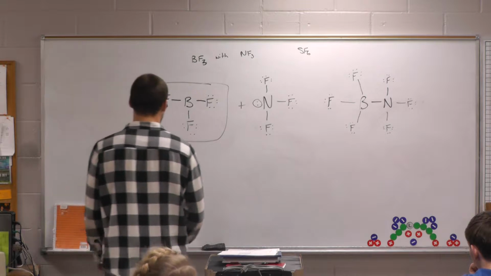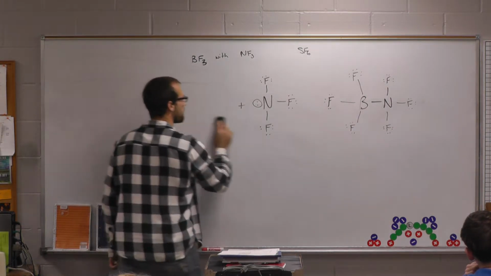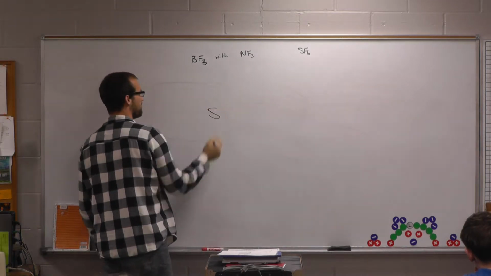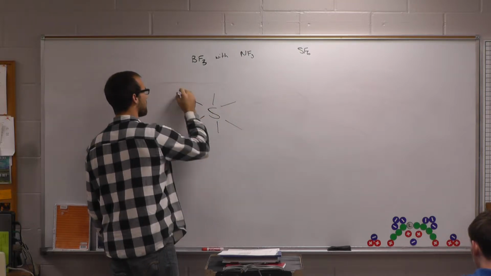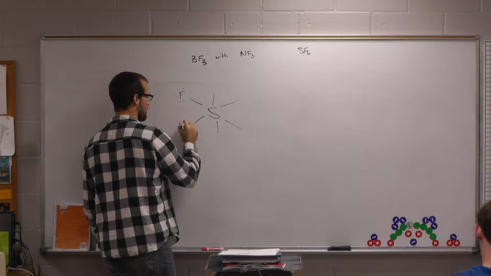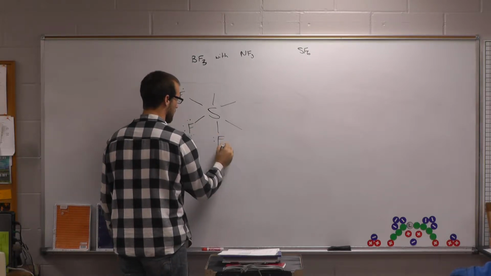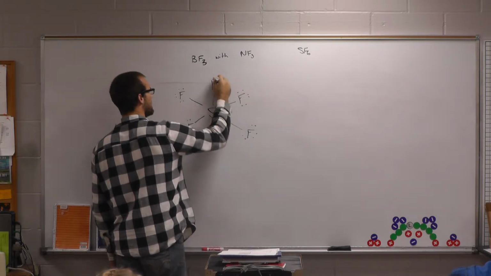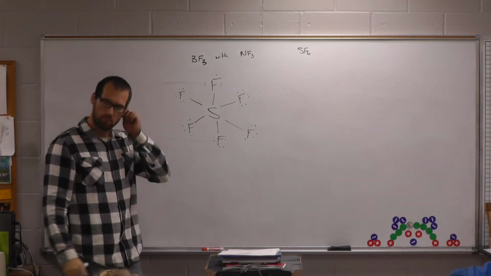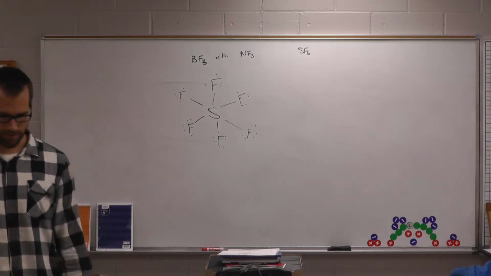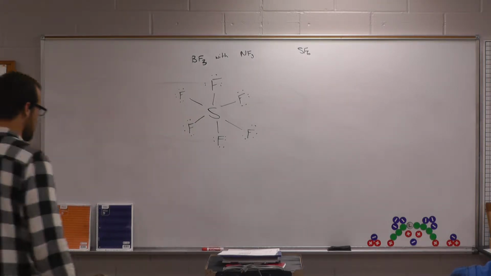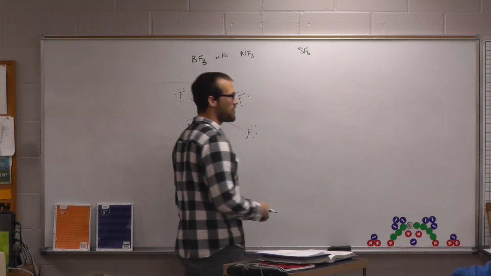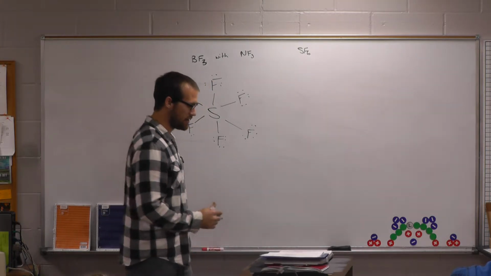Let's talk about the second octet exception. There are quite a few. Well, let's look at this guy. Why is it doing this? Sulfur has how many around it? 12. How can this happen? Let's do the outer energy level orbital notation to kind of look at this.